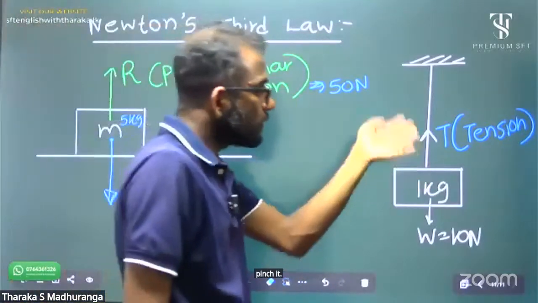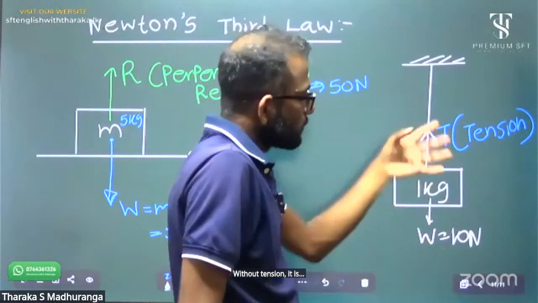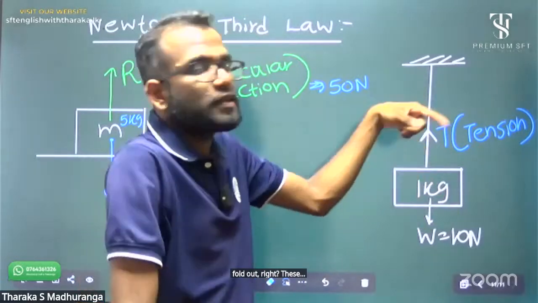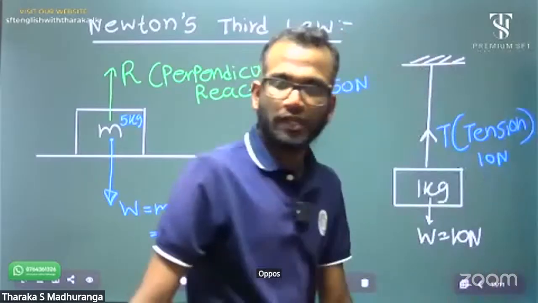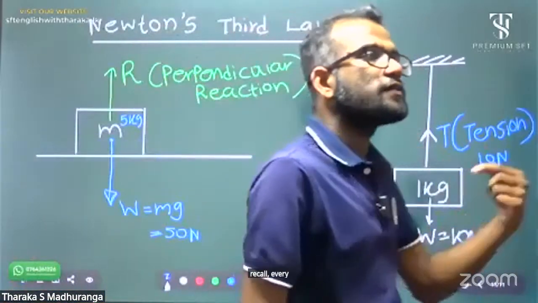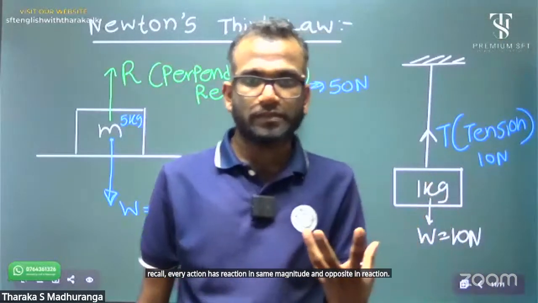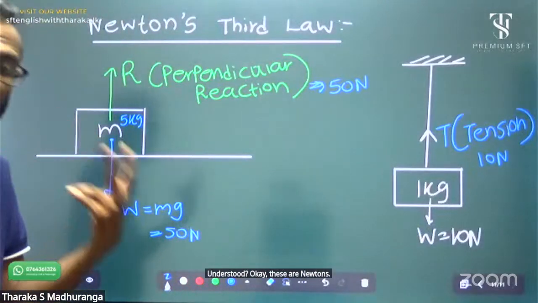Without tension, it would fall down, right? This object is held in balance due to this tension force. The tension force equals 10 Newton, equal in magnitude and opposite in direction. That's why we say every action has a reaction with the same magnitude and opposite in direction. Understood? Okay, this is Newton's third law.